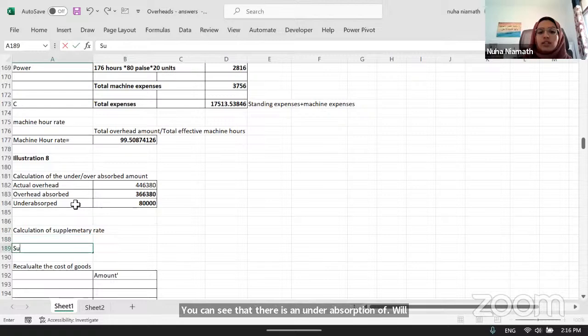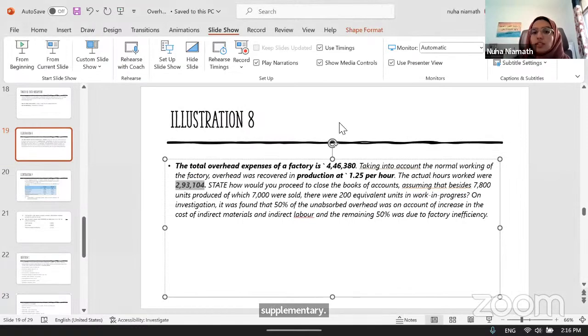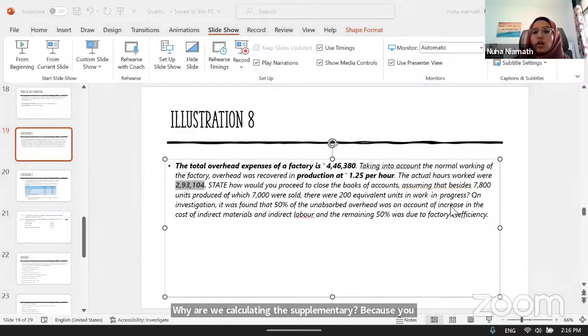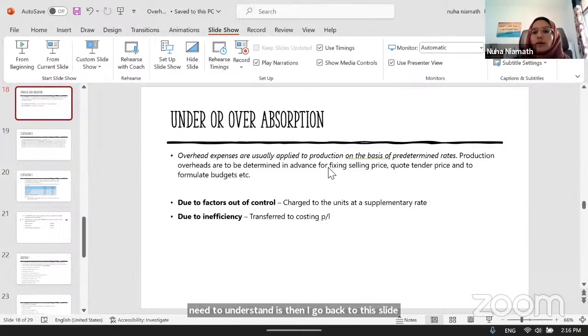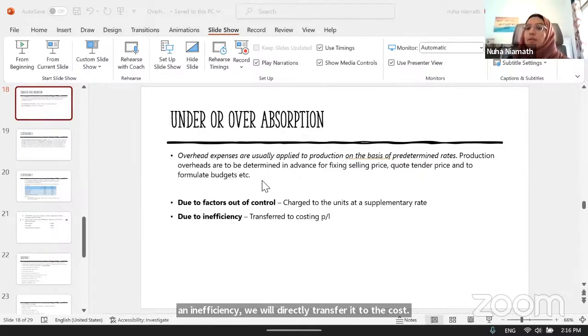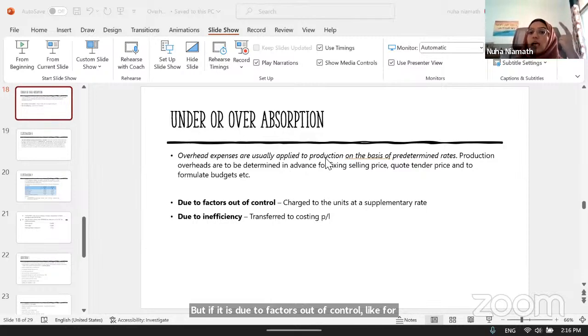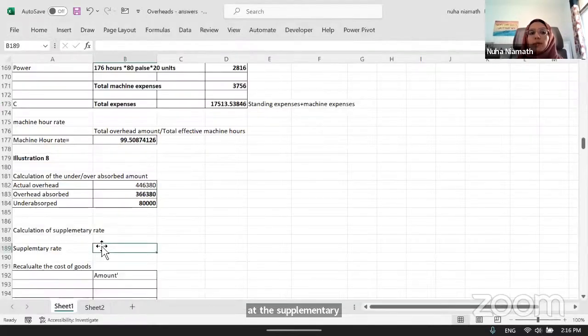So we'll go ahead and calculate something called the supplementary rate. Why are we calculating the supplementary rate? Because you can see that 50% of the unabsorbed overhead was on account of increase in the cost of indirect materials and labor, and the remaining 50% was due to factory inefficiency. So what you need to understand is, if I go back to this slide, when the under absorption or over absorption is due to an inefficiency, we will directly transfer it to the costing period. But if it is due to factors out of our control, like an increase in the cost of wages or labor, then that amount needs to be charged to the good units at the supplementary rate. That is why we have to calculate the supplementary rate over here.